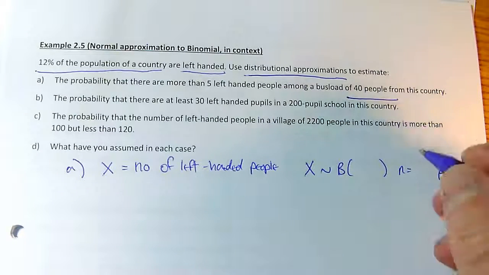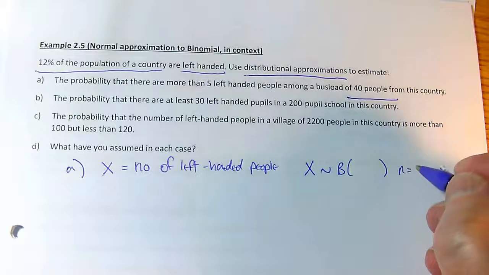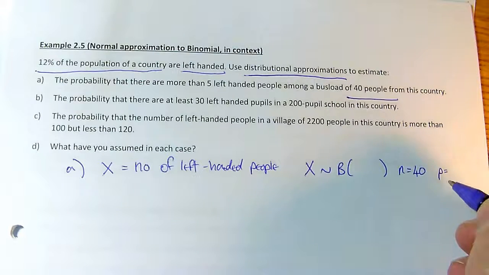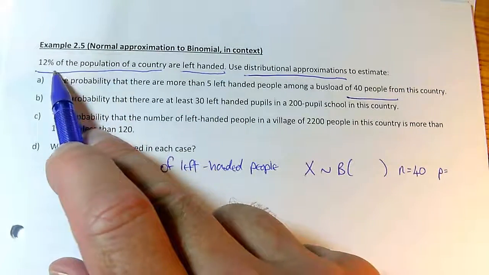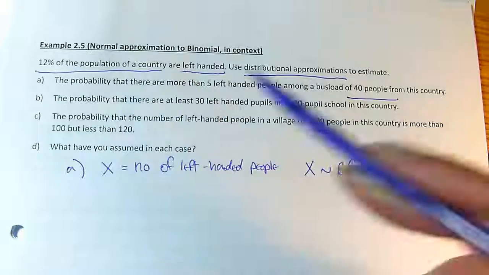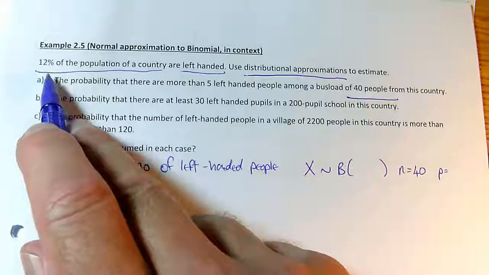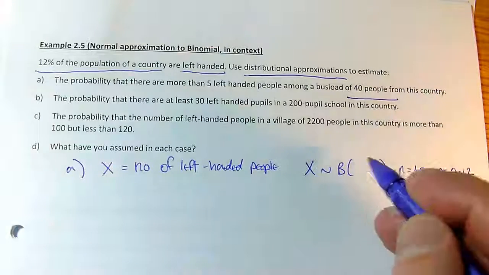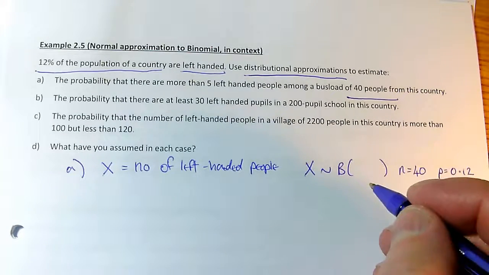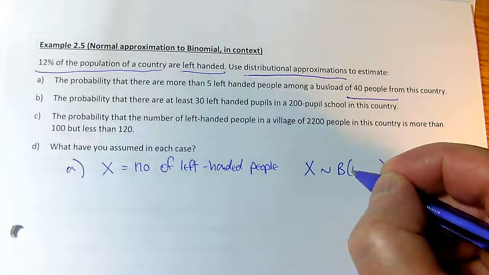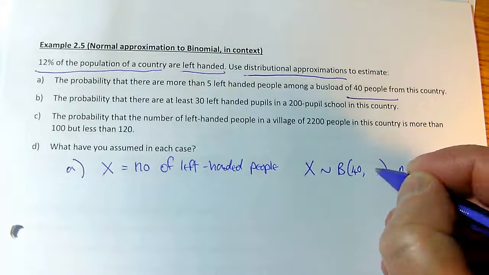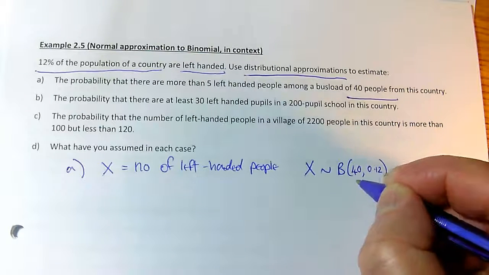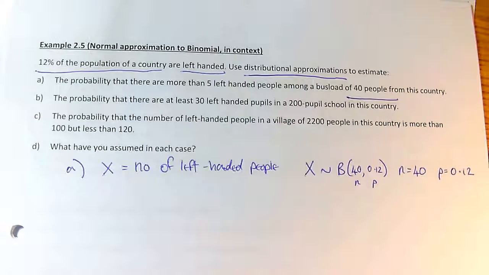Okay, what I really want is the value of n and the value of p. So my value of n, how many independent trials are there? It's the 40 people. And what's my value of p? Well, I want there to be 5. I know that 12% of the country are left-handed. I'll use the 5 later. 12% is a probability of 0.12. So if I want to use this posh notation, which sometimes you have to do, I need to put n first, comma, p after the comma. So that's my n and that's my p.